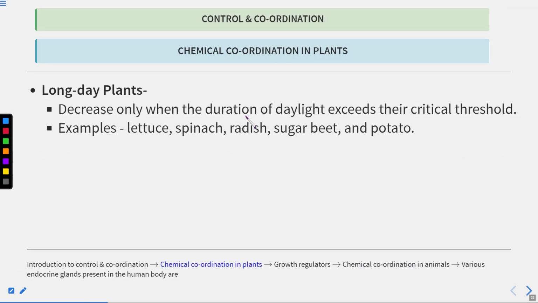So they are just the opposite of the short day plants. Here, the flowering will be induced when the duration of the day or the duration of the daylight exceeds the critical threshold or the critical photoperiod. So again, if this is the day length, which is of 24 hours, then if this is the critical photoperiod, if this is the critical threshold or critical photoperiod, then what happens?